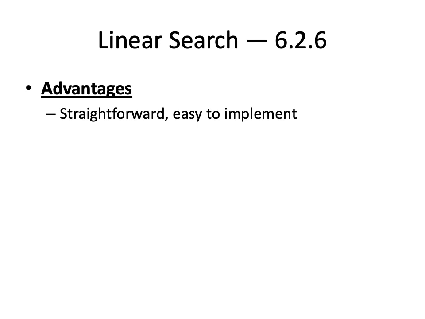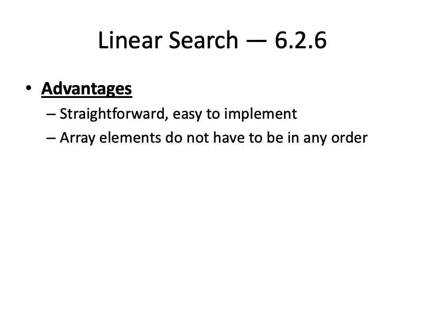I'm trying to find this number. Start at the beginning, work your way until you find it. If you get to the end and you haven't found it, well, then you haven't found it. It also means that the array elements don't have to be in any particular order. They're not sorted by height, by value, or anything. So you can use it on a lot of different arrays. Maybe your values in your array aren't sorted.